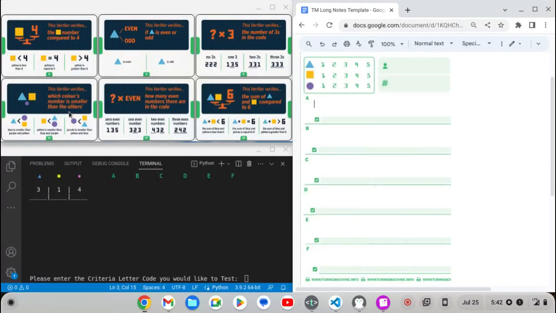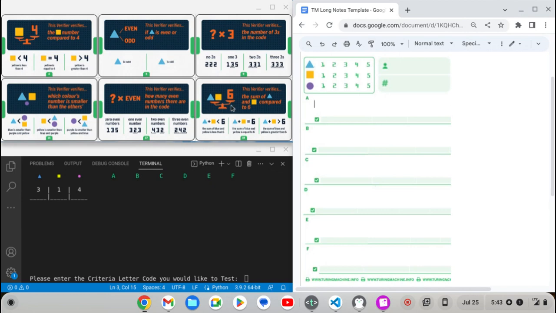Criteria card D will look at our 3 digits, triangle, square, and circle, and will let us know which one is the absolute smallest. So should triangle be the smallest? Should square be the smallest? Or should circle be the smallest? Criteria card E again looks at our 3-digit solution, and the Turing Machine will let us know how many of those digits are even. Are there no evens? Is there a single even? Maybe 2 evens? Perhaps even all 3 are even.